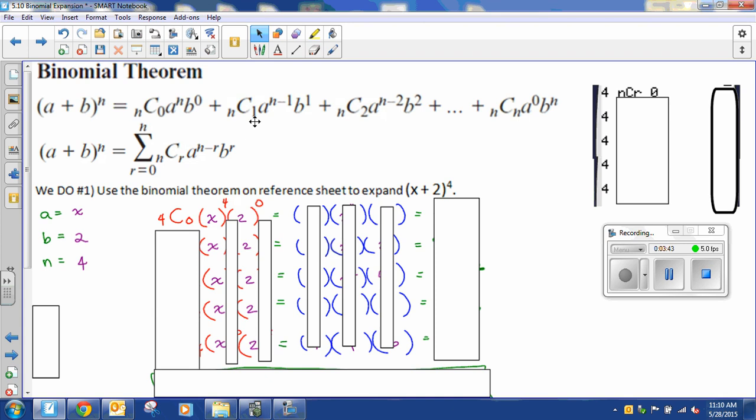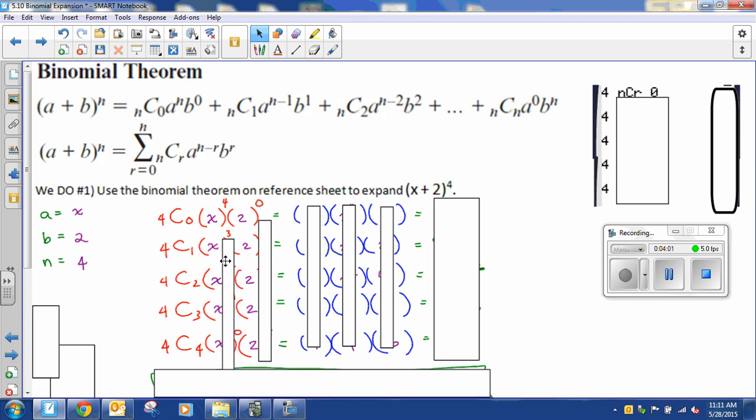And this pattern continues like this: n choose 1, so it's 4 choose 1, 4 choose 2, 4 choose 3, all the way up to 4 choose 4. We stop there because it stops at n choose n. And over here we have x to the 4th power, and it diminishes by 1 each time. So we have x to the 4th, x cubed, x squared, x to the 1st, all the way down to x to the 0 power. And the powers of b increase by 1, so we have 2 to the 0, 2 to the 1st power, 2nd power, 3rd power, 4th power. And as you can see, we are finished.